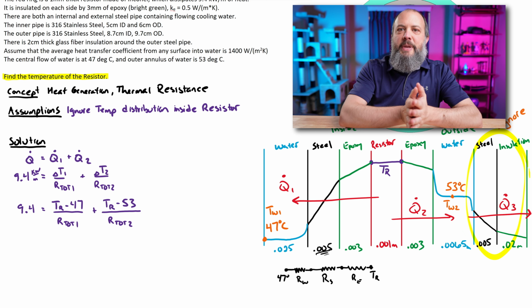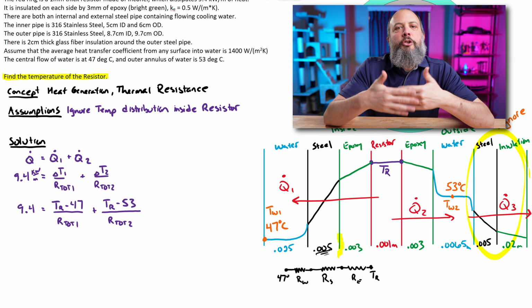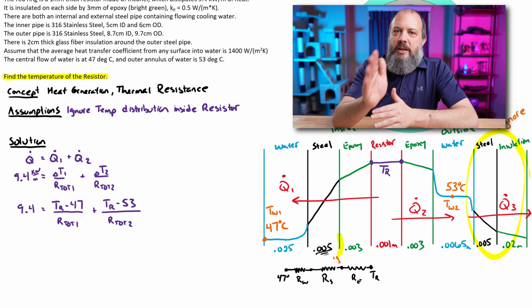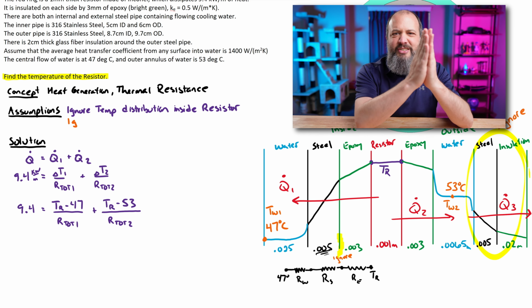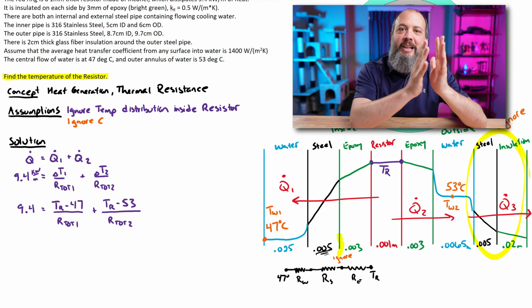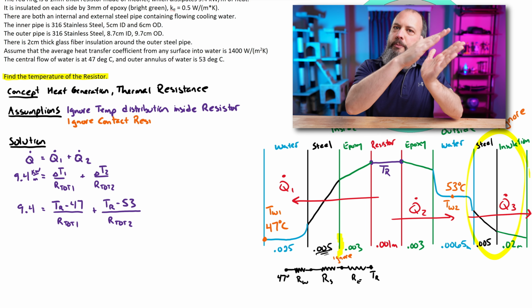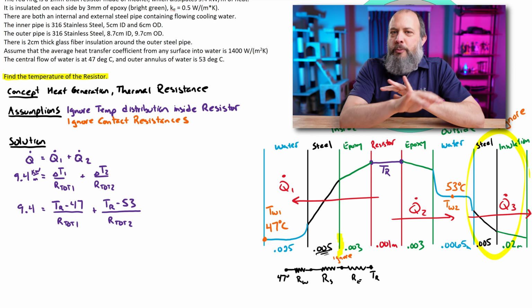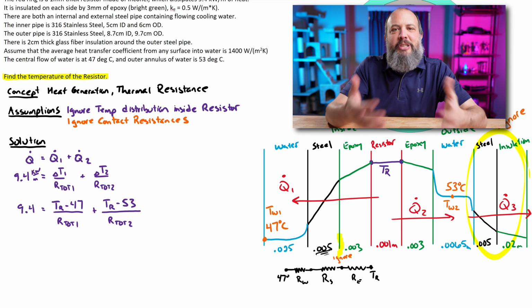So where the resistor meets the epoxy and where the epoxy meets the steel pipe, there could in theory be an extra resistance called surface contact resistance. So it might be that the surface of the epoxy and the surface of the steel pipe are not actually at the same temperature. Because there are slight gaps in between them, like at the atomic level, it might be that the epoxy is a little bit warmer and the pipe is a little bit colder, which allows heat to jump across those gaps, essentially. But for this problem, we're not given any information about that, so we're just going to put an assumption. Ignore surface contact resistance, which is a good way to show your professor that you have a good understanding of these types of systems.